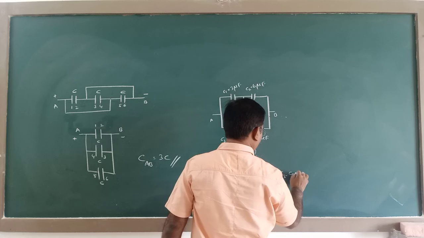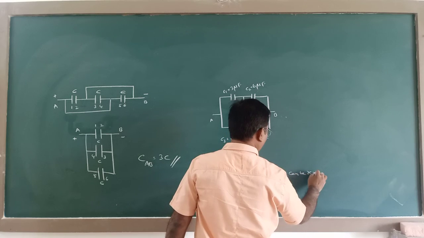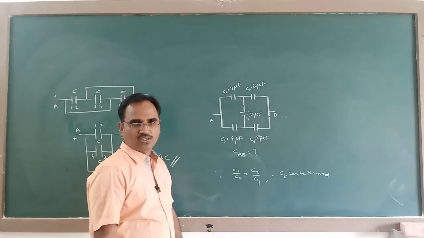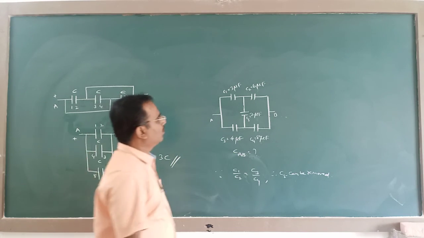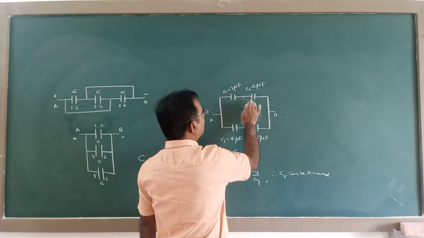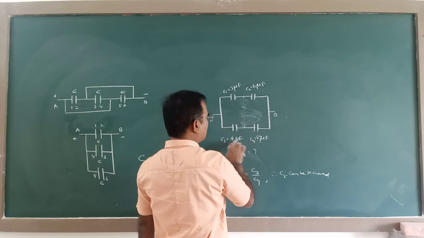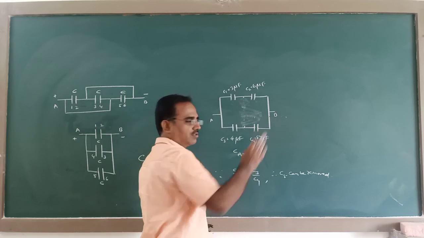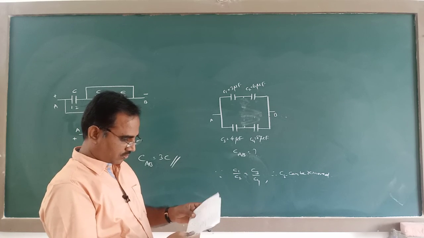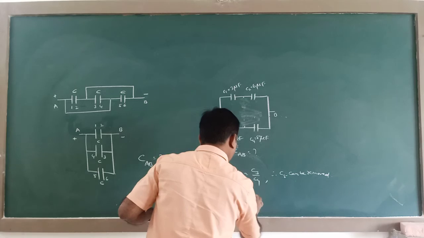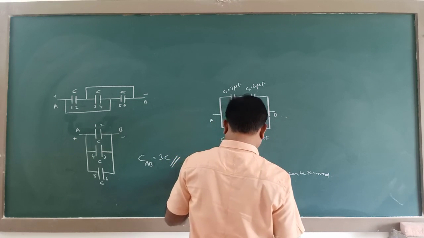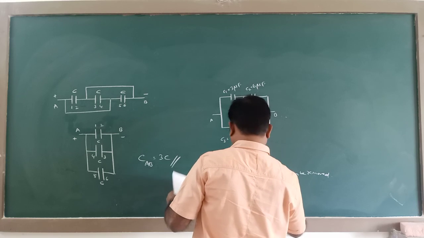Therefore, this C5 can be removed. If I remove this C5 like this, these two are in series, these two are in series, and this and this are in parallel. So you find the effective capacitance. You are supposed to get 14 by 3 microfarad.